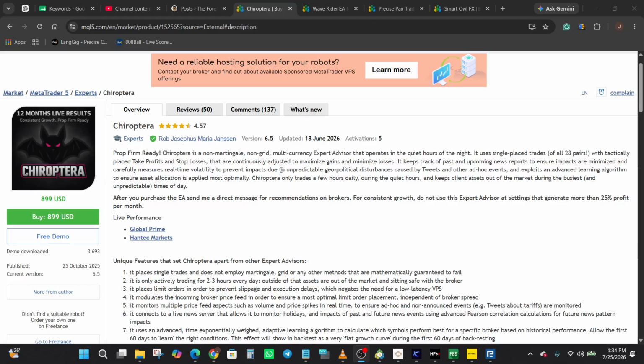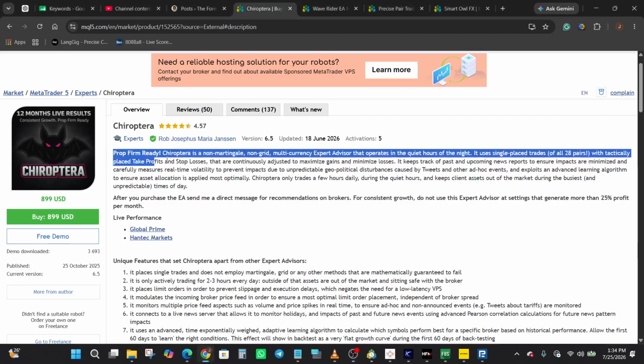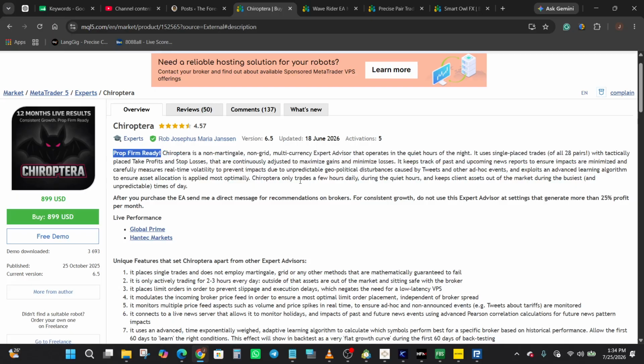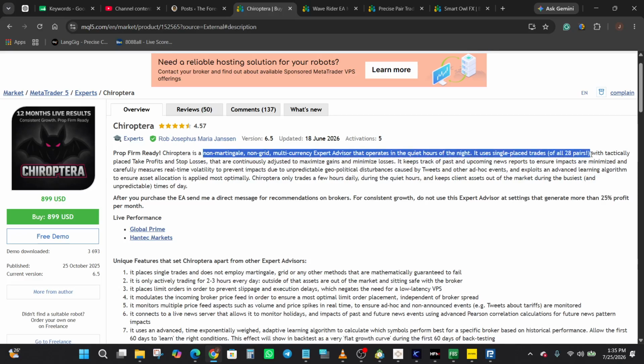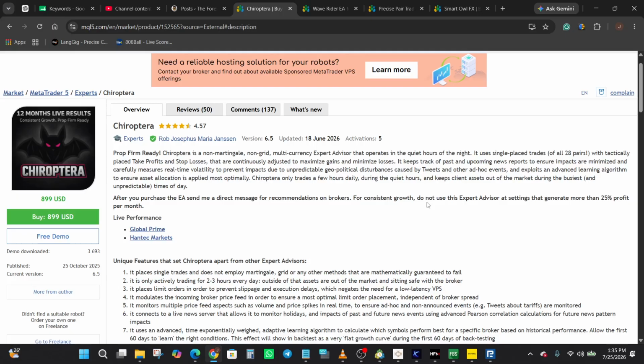It is marked as prop firm ready, and it is priced at 899 US dollars. According to the description, Chiroptera is a non-martingale, non-grid, multi-currency EA that trades across all 28 major pairs using single individually placed trades, not baskets or grids.